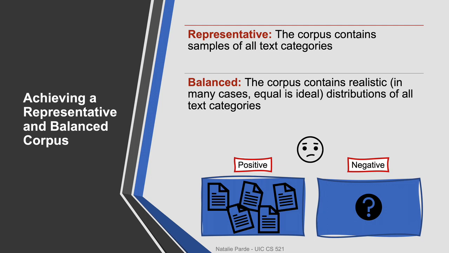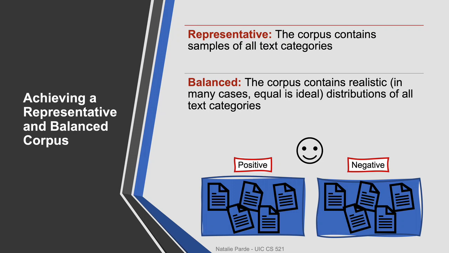in your domain. In the example here, this would not be a representative corpus because although the corpus contains samples of the positive class, it doesn't contain any samples of the negative class. This would be representative, but it's not balanced because it doesn't contain a realistic distribution of positive and negative classes. We'd expect to see something much more even. This then would be an example of a representative and balanced corpus.